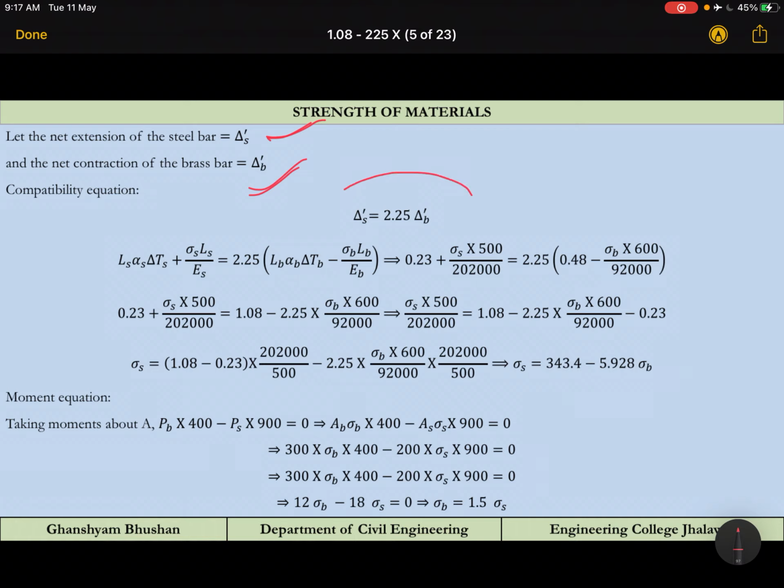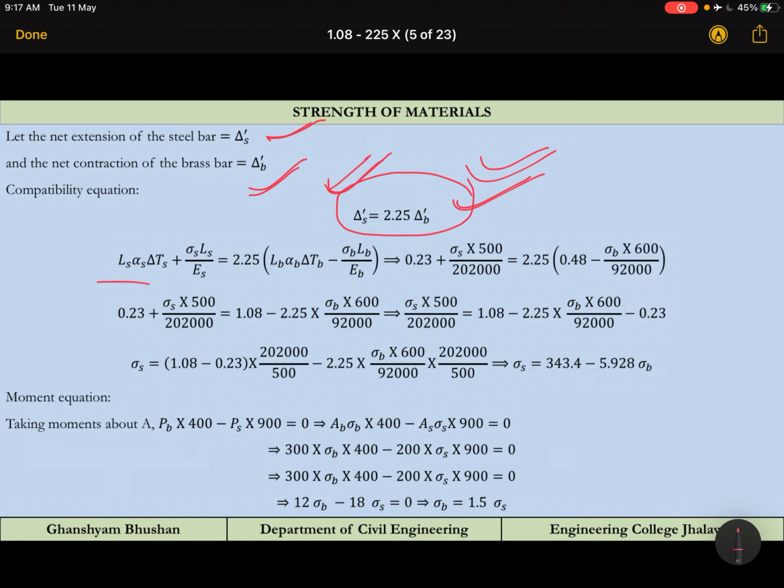So by the compatibility equation, this has to be satisfied, because it is geometry. This is coming from a geometrical point of view. There is no temperature or stress involved. So this has to be satisfied by geometrical consideration. Now let us try to write delta S dash.